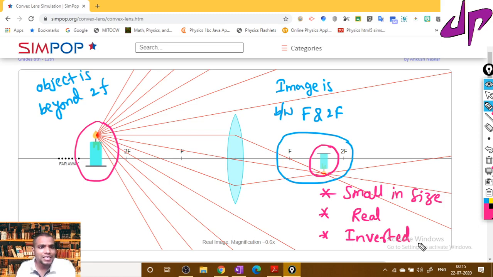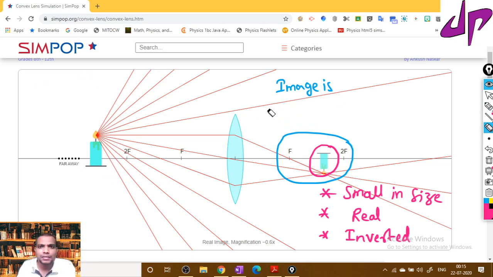So if the object is beyond 2f, the image forms between f and 2f, and the nature of the image is small in size, real and inverted. So this is the second case. Now let's take another case.